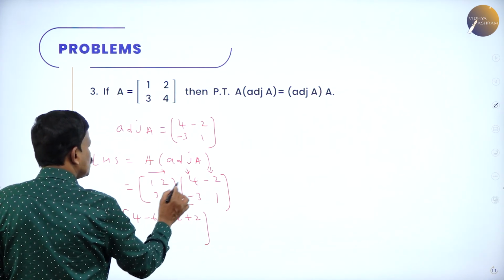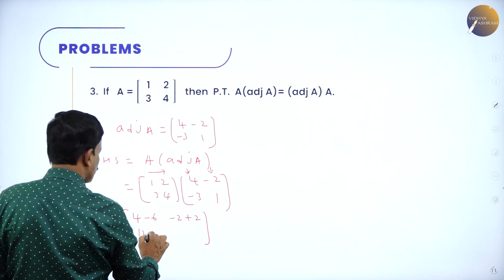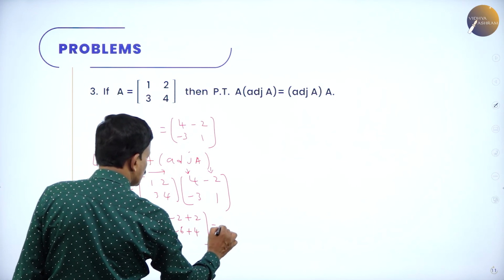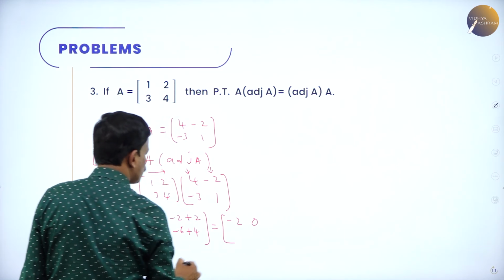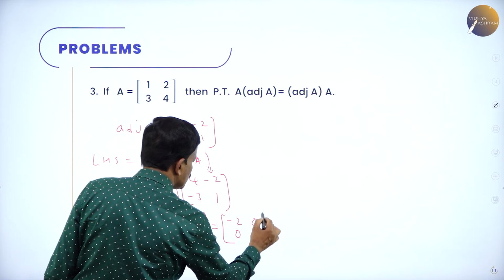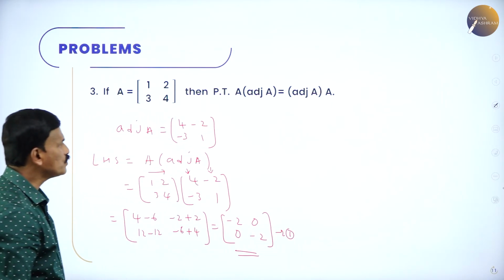Again 3 4s are 12 for second row, first column, minus 4 3s are 12. Again 3 2s are 6, plus 4 1s are 4. This is equal to 4 minus 6 is minus 2, minus 2 plus 2 is 0, 12 minus 12 is 0, minus 6 plus 4 is minus 2. This is equation number 1, A into adjoint of A.